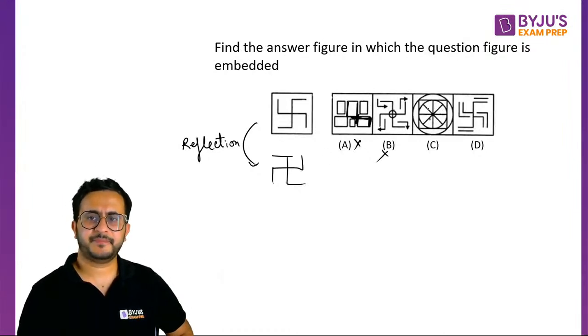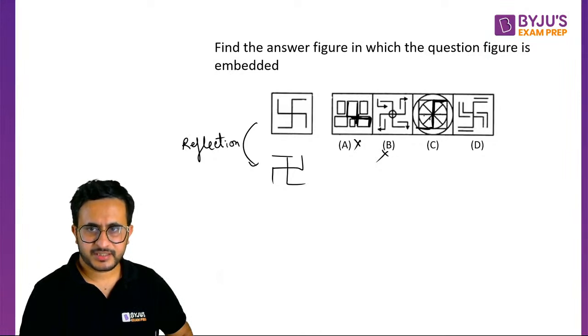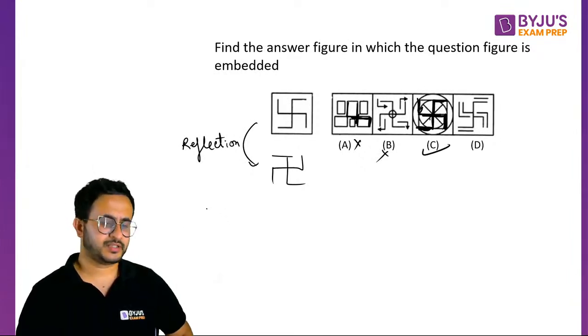C, can we spot it? If you see this, this is the straight line, then this, okay, then this is the straight line, then this, and we have this. So C is completely having this thing, right? So option C should be the answer.